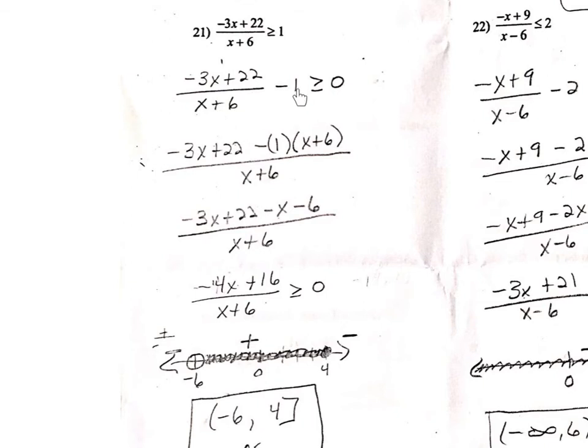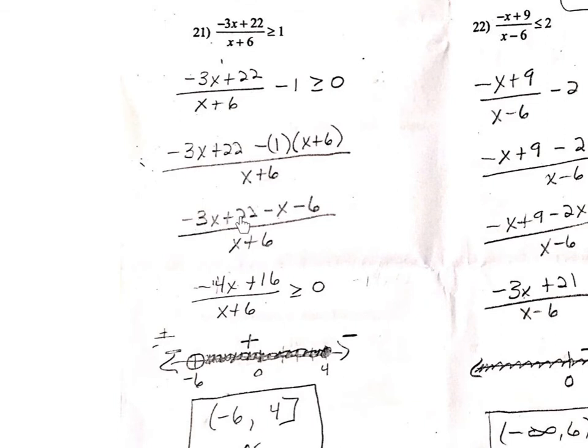So if we multiply this one by this one's denominator, numerator and denominator, we get this. Negative 3x plus 22 minus 1 times x plus 6, because that's x plus 6. And then it's over x plus 6. The next thing we do is combine terms. So we have a negative 3x plus 22. Watch out for this negative. Negative times x is negative x. Negative times 6 is negative 6. If you mess that part up right in here, the whole answer is going to be wrong. So be careful.